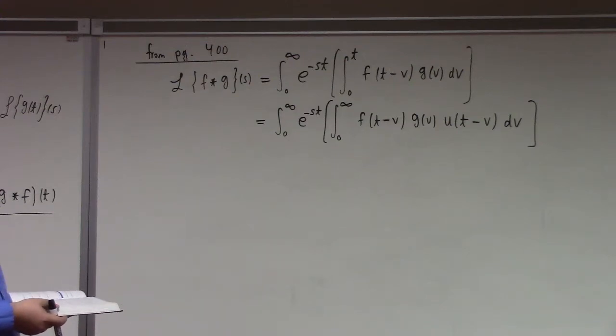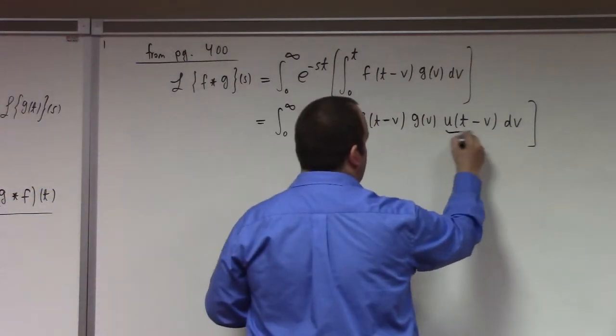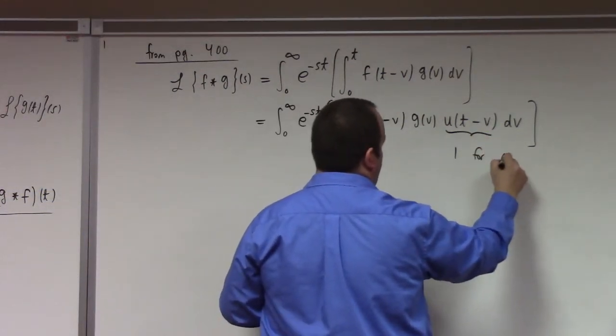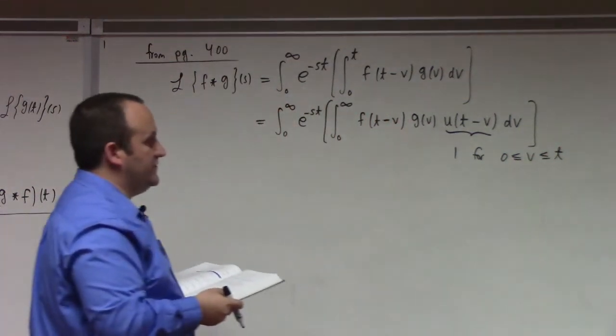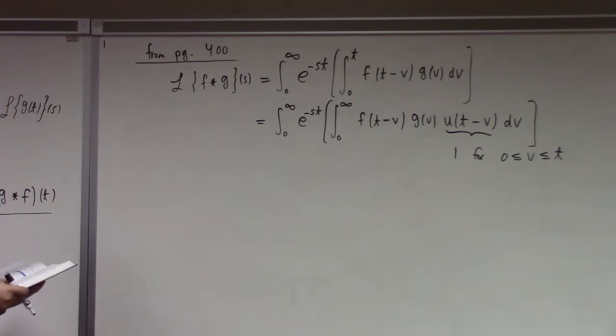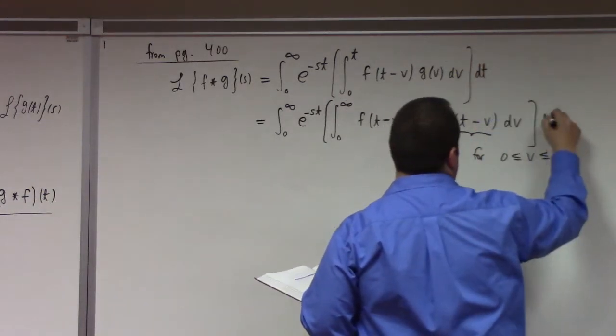If v is bigger than t, what's t minus v? It's negative, right? So the unit step function is 0. So this unit step function is 1 for 0 less than or equal to v less than or equal to t, and it's 0 otherwise. So that's just equal. Okay, fine. Now I'm on board. I had some mental block to that when I was trying to write it out just a second ago. All right.